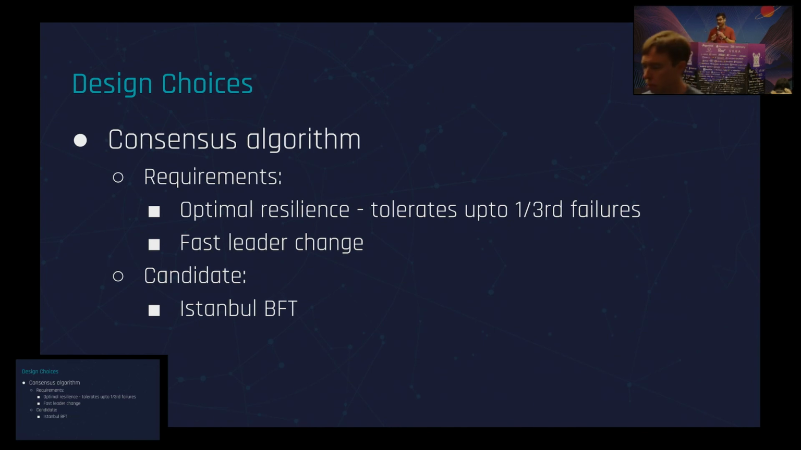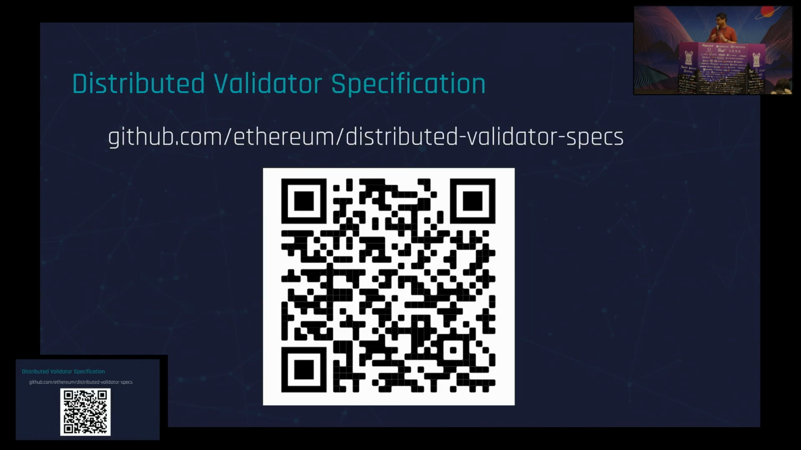And one candidate we have is Istanbul BFT. There's a newer version of this called QBFT that some of our collaborators have been working on, and it looks like we'll be using that. So here's the announcement. We have specifications for how to implement the software, which we have made public quite recently. That's the QR code. If you want to scan it, I'll leave it up for just a second.